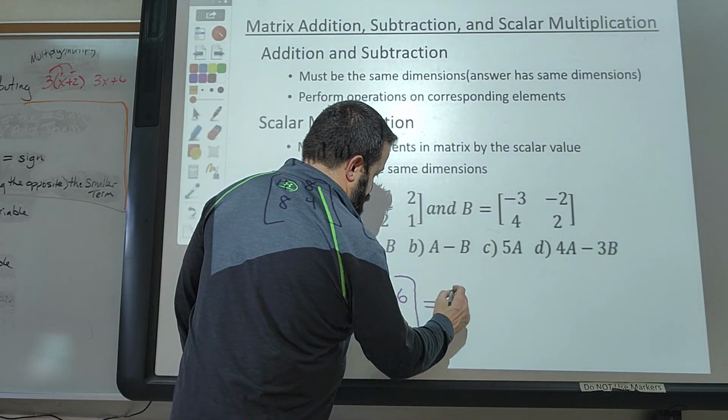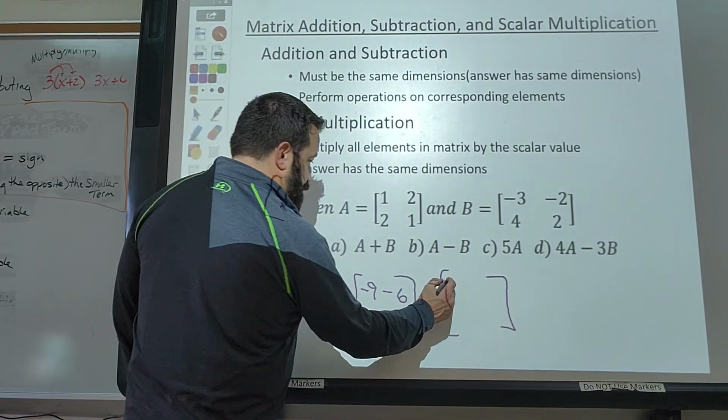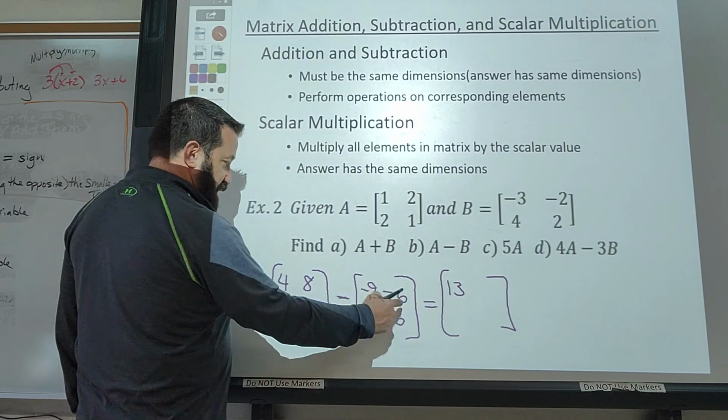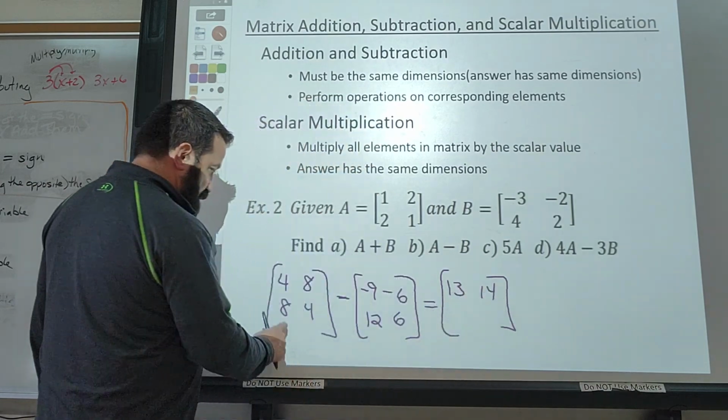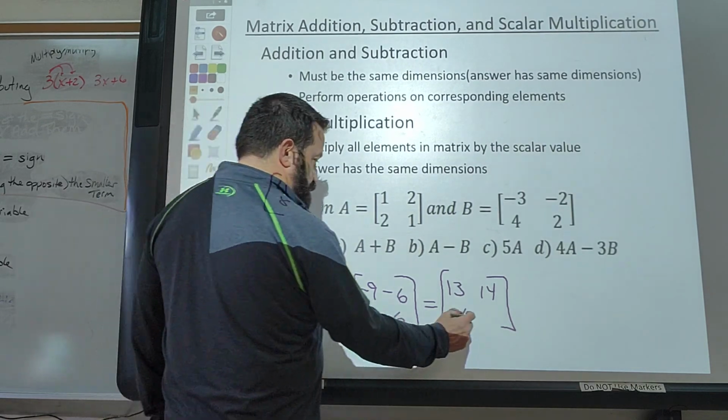Okay? So for this one, you should have 4 minus a negative 9 would be 13. 8 minus a negative 6 would be 14. 8 minus 12 would be a negative 4. And 4 minus 6 would be a negative 2.